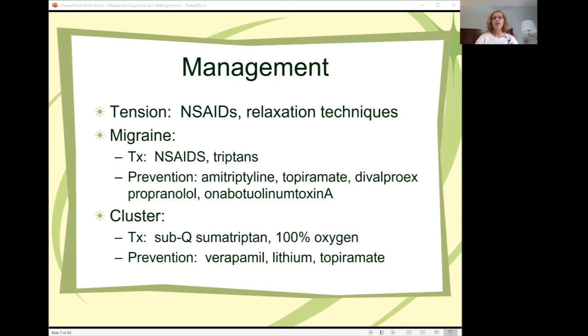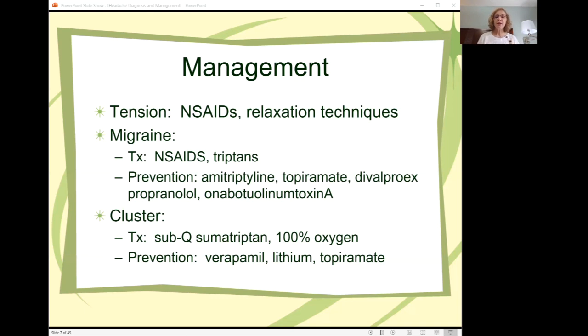Preventative medications include tricyclic antidepressants, anti-epileptic medications, or beta blockers. There are a number of alternative therapies for treating migraines. The most promising seems to be oral magnesium, which results in decreased migraine frequency and intensity in multiple studies.